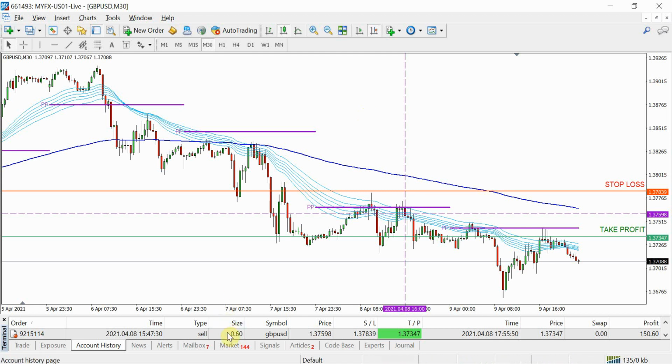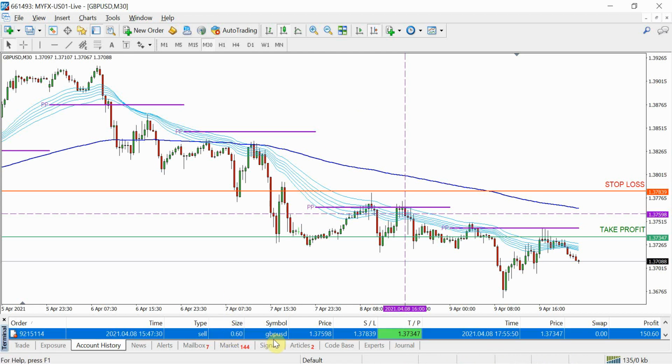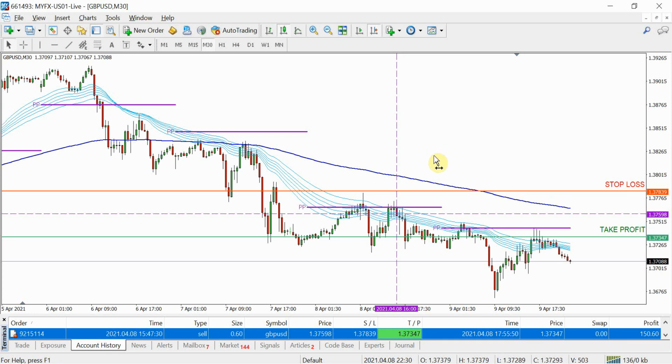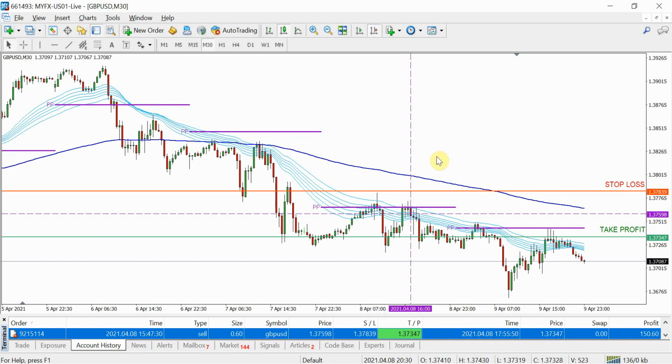I wanted to walk you through this GBP USD 30-minute trade that I took on the 8th, which is the 9th day. I took this trade yesterday, and it was a sell trade, and you can see here that I made $150.60. I got into the trade at 3:47 p.m. and was out of the trade by 5:55 p.m. So just over a couple of hours, and I want to walk you through it in a lot more detail so you can understand some of the things and tools that I've used.